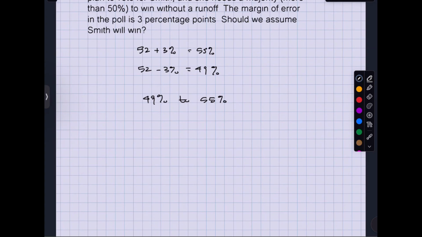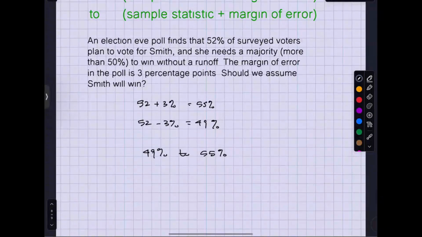Now, if he was at 54, then guaranteed he's done, right? Even with 3%, because now it's from 51 to 57, there's no way he's going to lose. He's definitely won. Cool? Any questions there? Are we good to go?